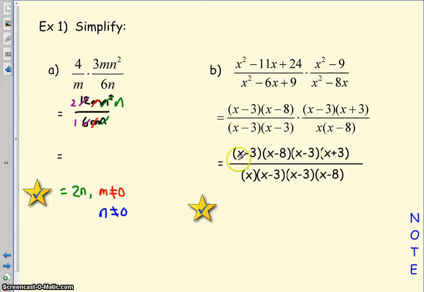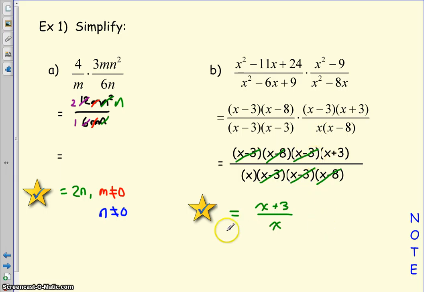So now we can take a look. We got an x minus 3 here that's going to cancel off with this one. We have another x minus 3 here that cancels off with this one. We have an x minus 8 that cancels off with one down here. So all we're left with now is x plus 3 over x. So all we're left now is to look for the restrictions.